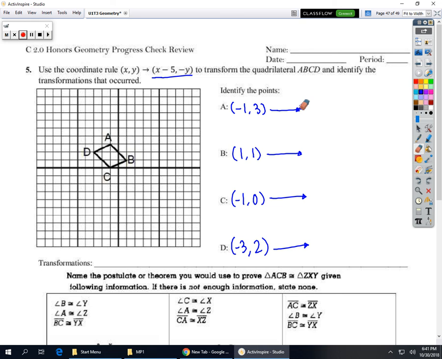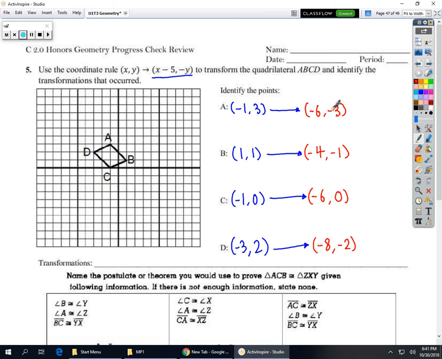Transform, transform, transform, transform. Why don't we change colors? So negative 1 minus 5 is a negative 6. 3 changes to negative 3. 1 minus 5 is negative 4. 1 changes to negative 1. Negative 1 minus 5 is negative 6. Negative 0 is just 0. There is no change there. Negative 3 minus 5 is a negative 8. And 2 changes to negative 2.